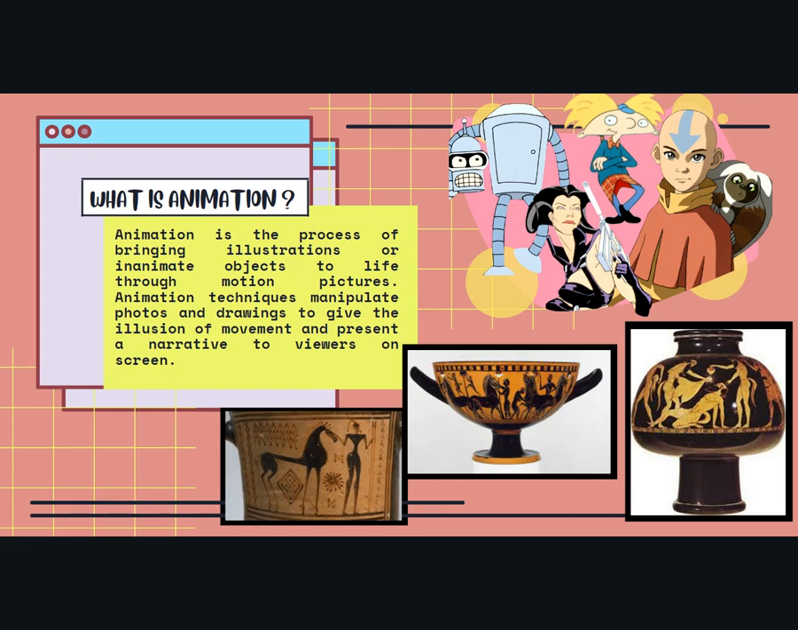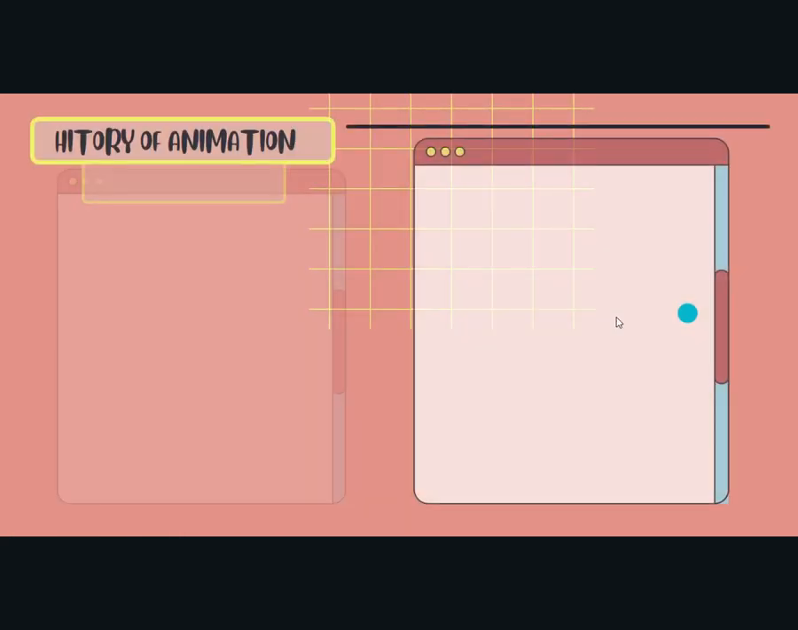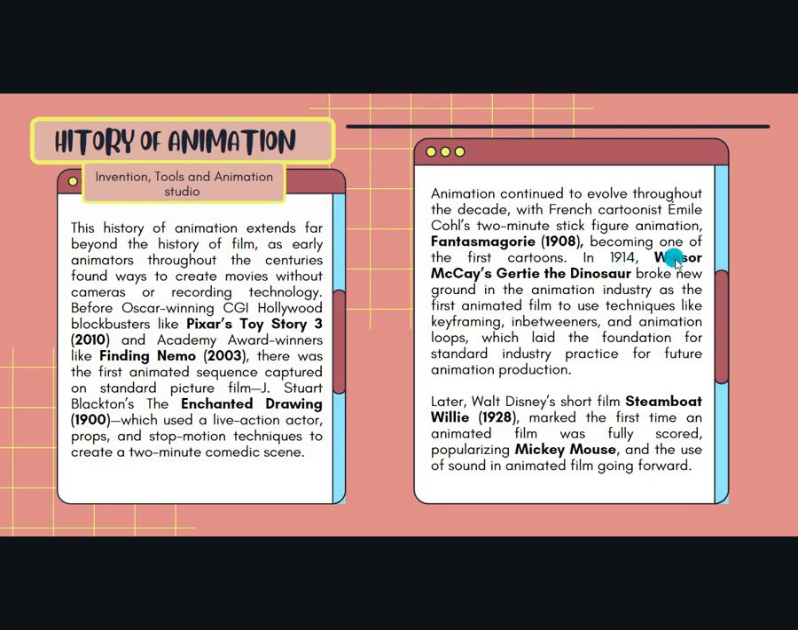So we go down to the history of animation. The history of animation dates back to the ancient world, from the pottery of ancient Greece to the optical toys of the 17th century to the computer generated imagery, or what we call CGI, of the 21st century. Animation has existed in many forms, evolving into the technological feat we see today. This history extends far beyond the history of film, as early animators throughout the centuries found ways to create movies without cameras or recording technology.